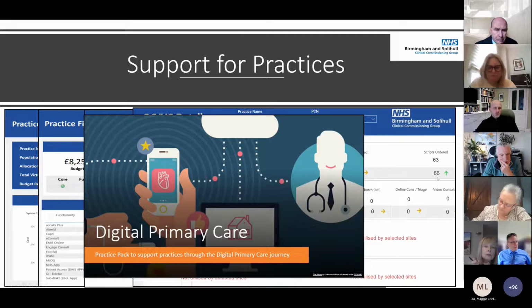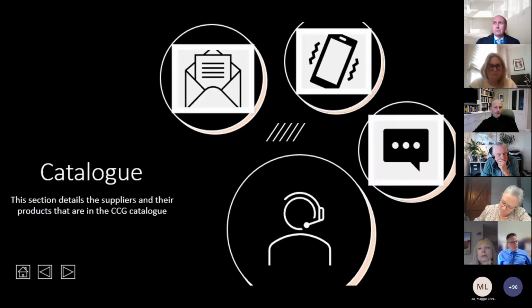And we have a support pack to go with all of it to help practices to know what all of this means, because we realise that our practices aren't all experts at clinical safety or cybersecurity, and we need to support them in doing that. And the other thing we have is a catalogue. So these are the products that have been through our assurance process and that the practices can choose from.